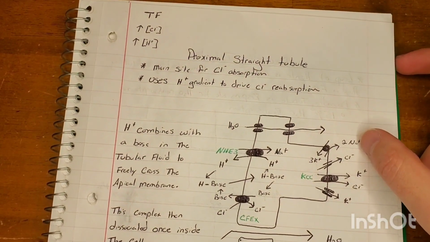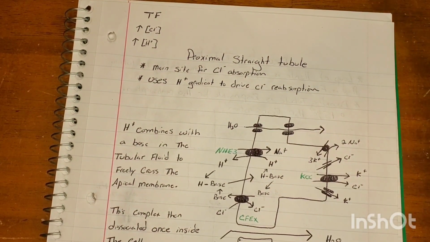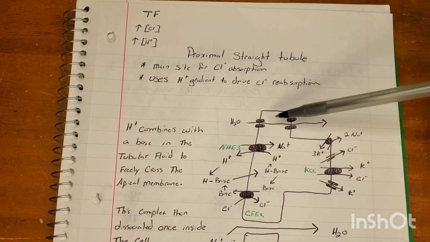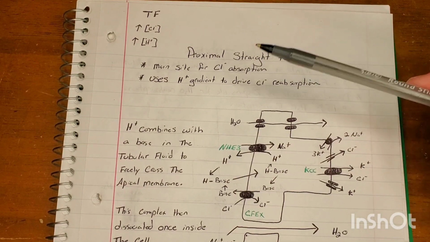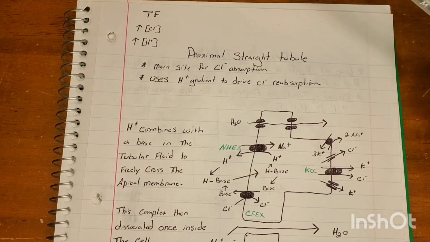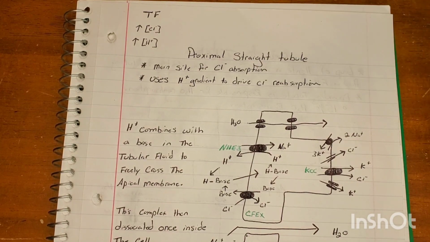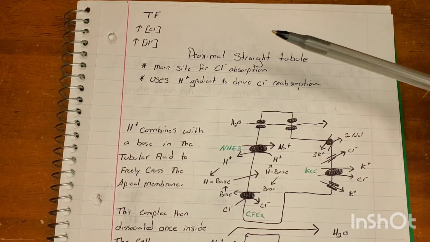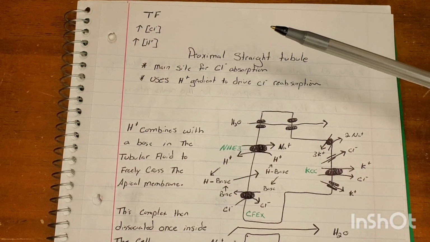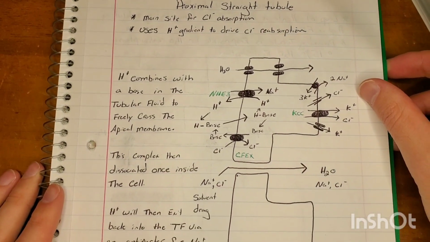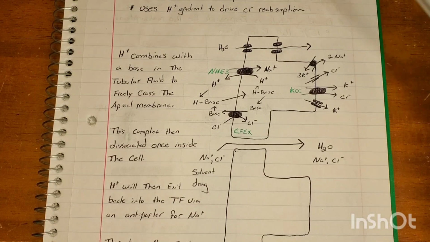Okay, we covered the proximal convoluted tubule. Let's go to the proximal straight tubule. You can imagine we reabsorbed a lot of sodium in that last section. It leaves us with a high concentration of chloride and a high concentration of hydrogen ions in the tubule fluid. So with this one, we'll go through this as well and make sure you can see it well.